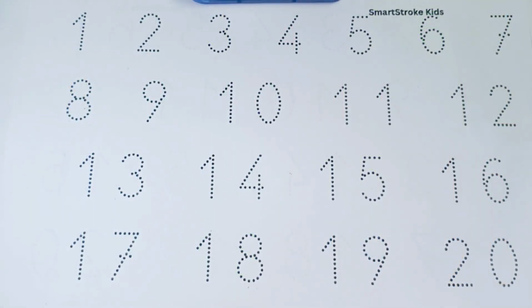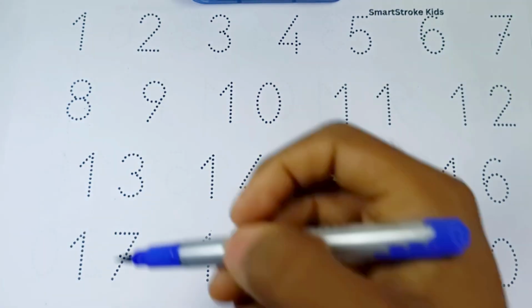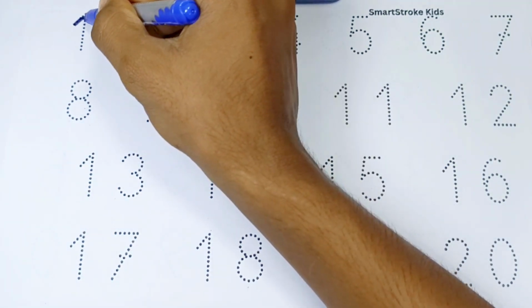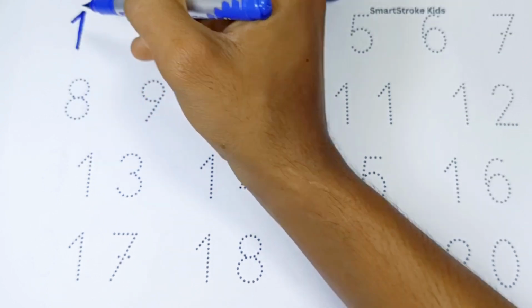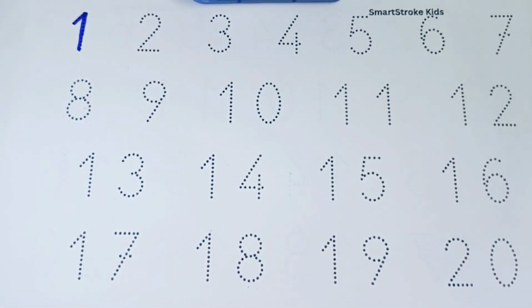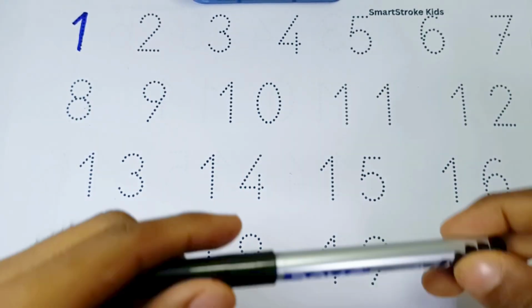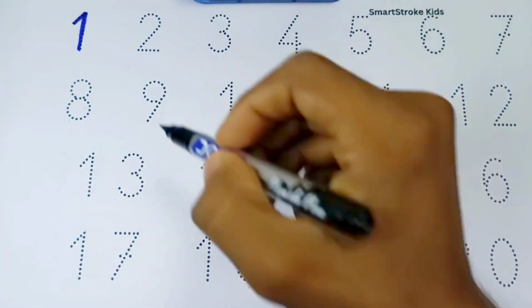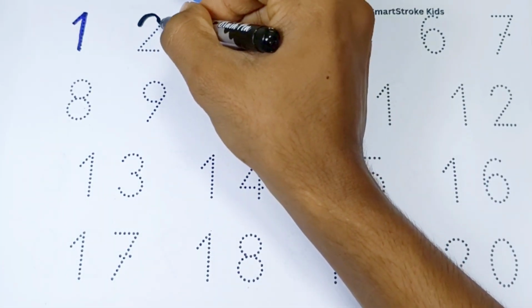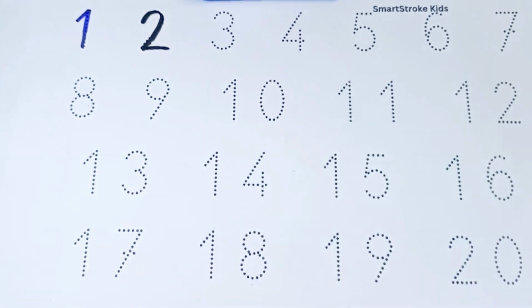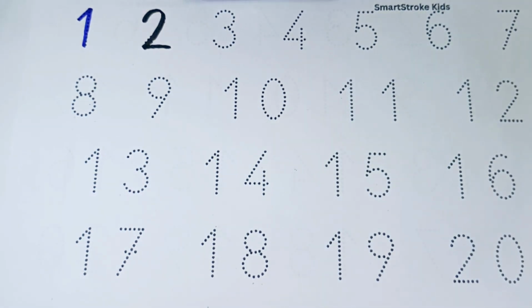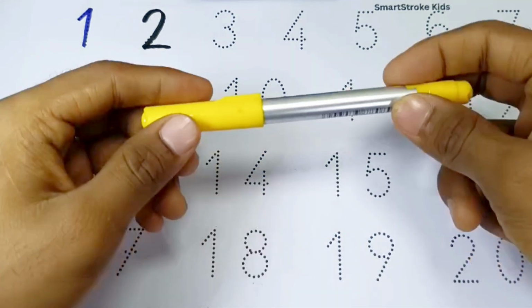Now you draw one and use blue color. One, O-N-E, one. Now you draw two and use black color. Two, T-W-O, two. Now you draw three and use yellow color.